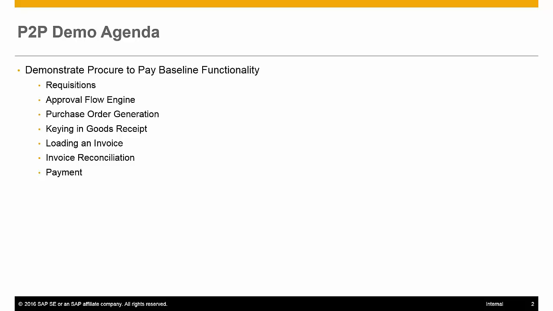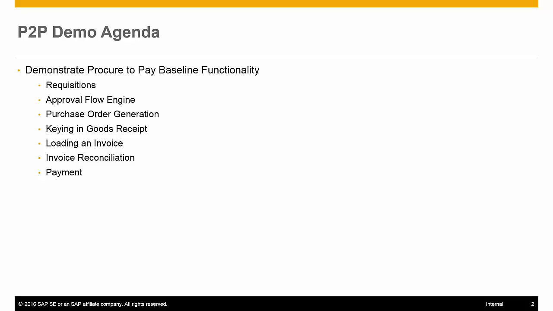In this demonstration, we will focus on the baseline P2P functionality. We will start off by creating a purchase requisition where we add one or more items to our shopping cart and submit the requisition for approval. The Ariba workflow engine will then kick in and evaluate our requisition. Based on the requisition properties and our defined business policy, an approval flow will be dynamically generated.